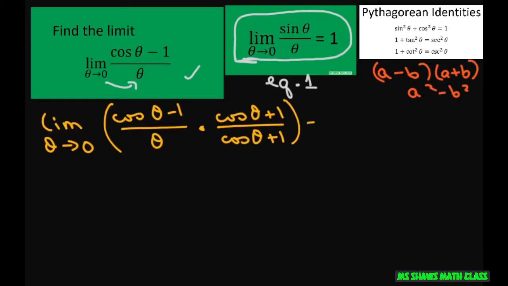All right. So for the numerator, we're just using this formula. It's going to be cosine squared theta minus 1, divided by theta times (cosine theta plus 1).